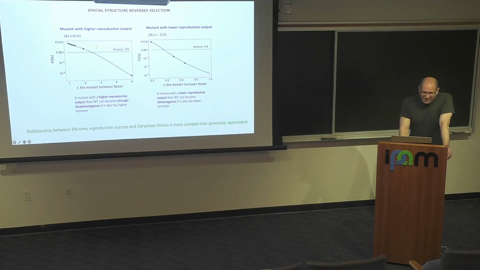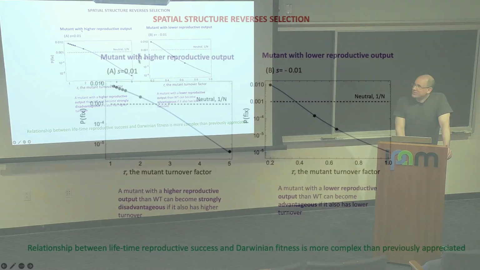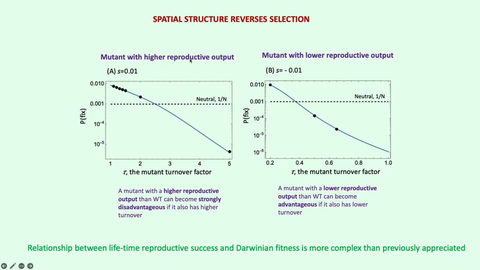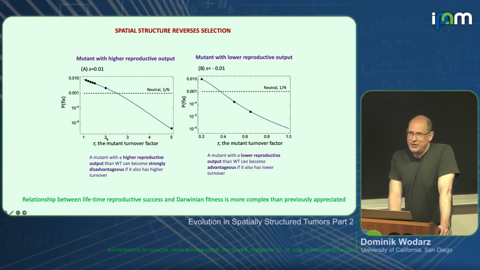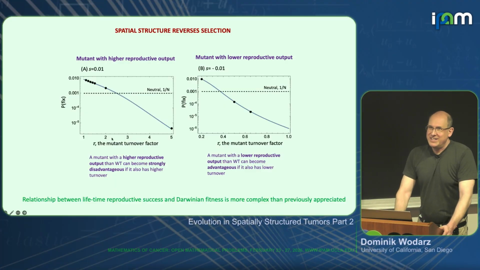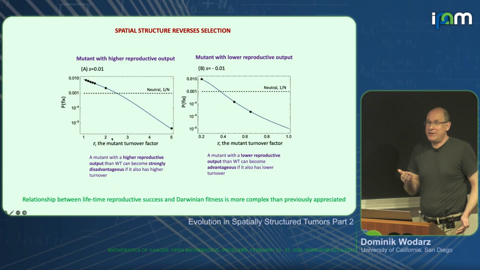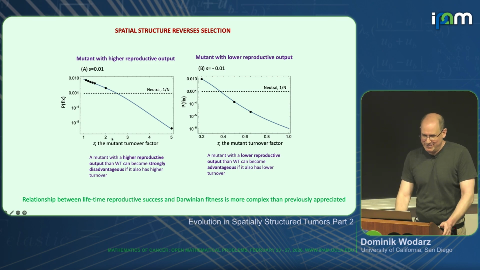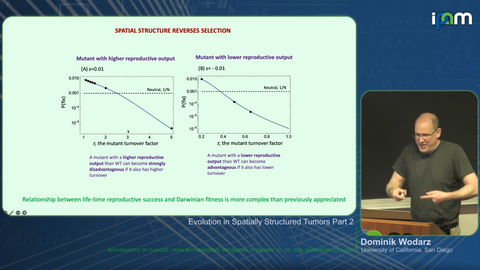So let's see what happens here. You start off here with a mutant that has a higher reproductive output. So it leaves more offspring than the wild type. So by all means, it should be advantageous. If your tau is equal to 1, then it is advantageous as expected. Your fixation probability is essentially s, which is 0.01. Now you increase the turnover of the mutant. It still has a higher lifetime reproductive output compared to the wild type, but it turns over faster.